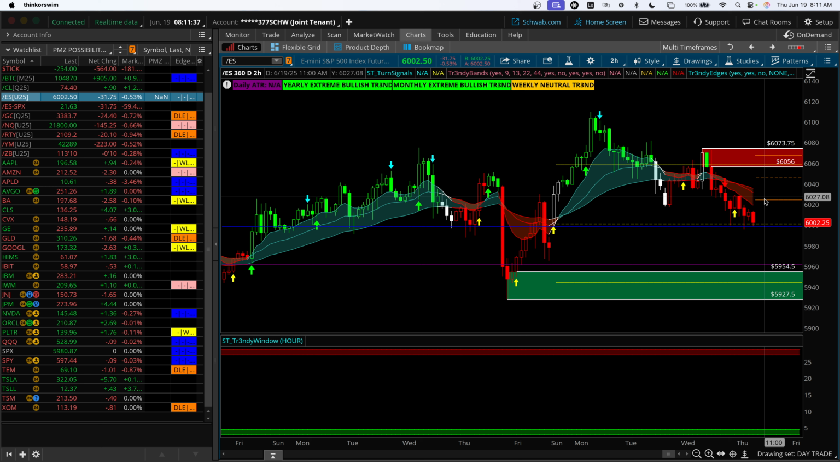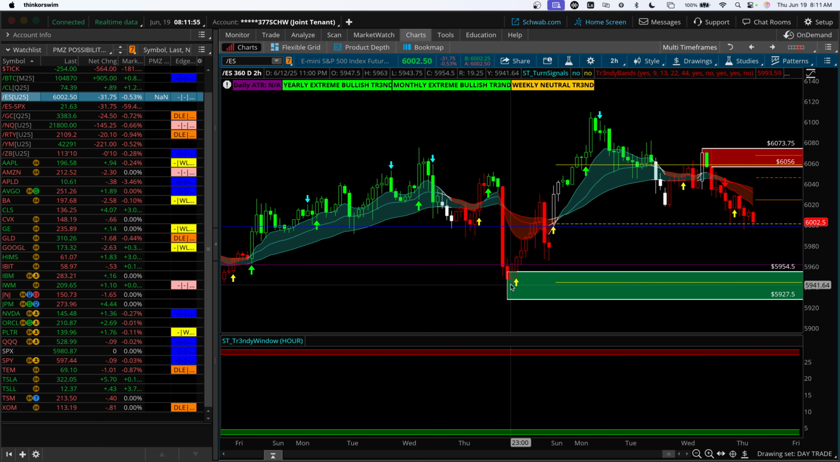There's a lot of room in between here, and I do like to scale in and scale out of positions. So, what I like to do is use a combination of trendy edges, these lines that you see on my chart, as well as Fibonacci.